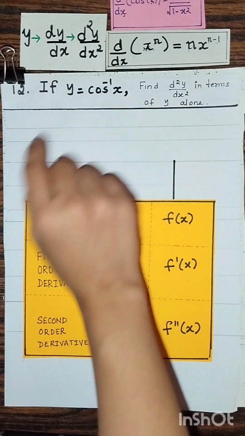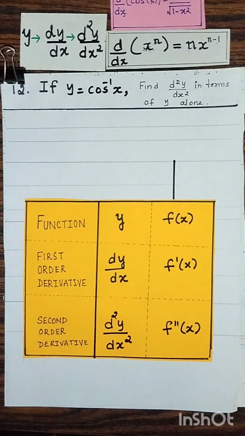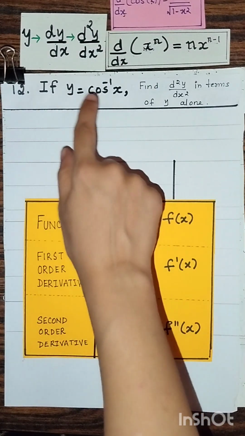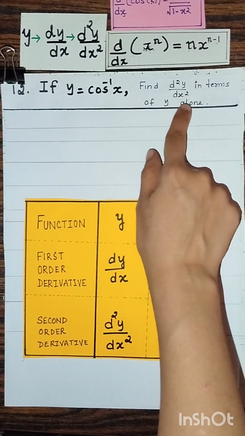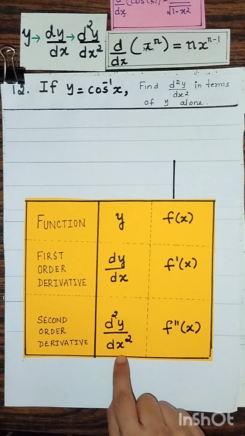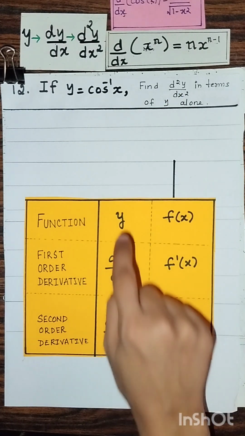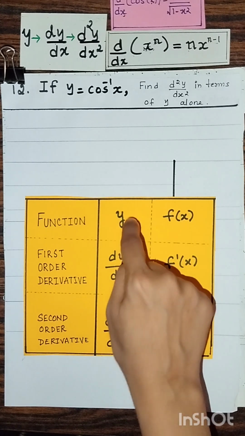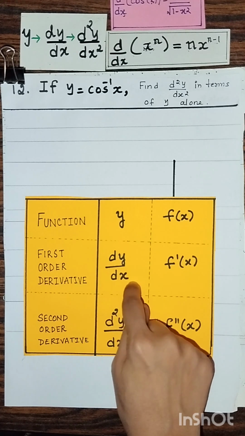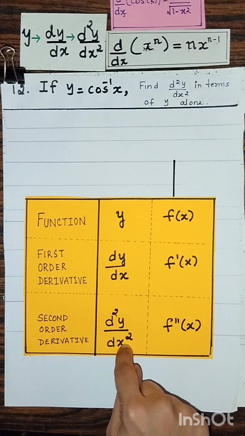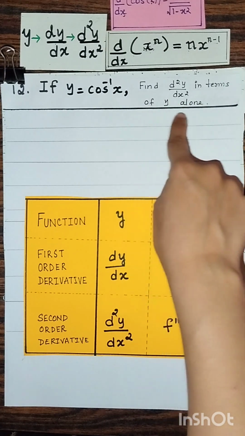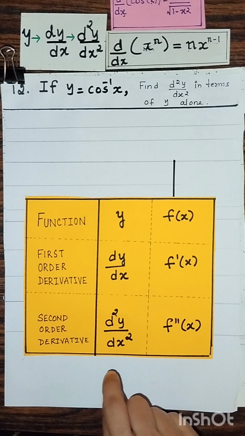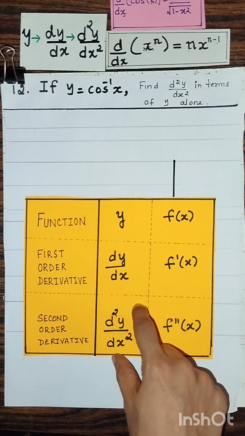So they have given an inverse trigonometric function. y is equal to cos inverse x. We have to find d square y by dx square, that is, the second order derivative. Right? So the function is given to us. For that, we have to differentiate and find the first order, differentiate again and find the second order. But they have given a condition that it should be in terms of y alone. So that I will explain after we get d square y by dx square.